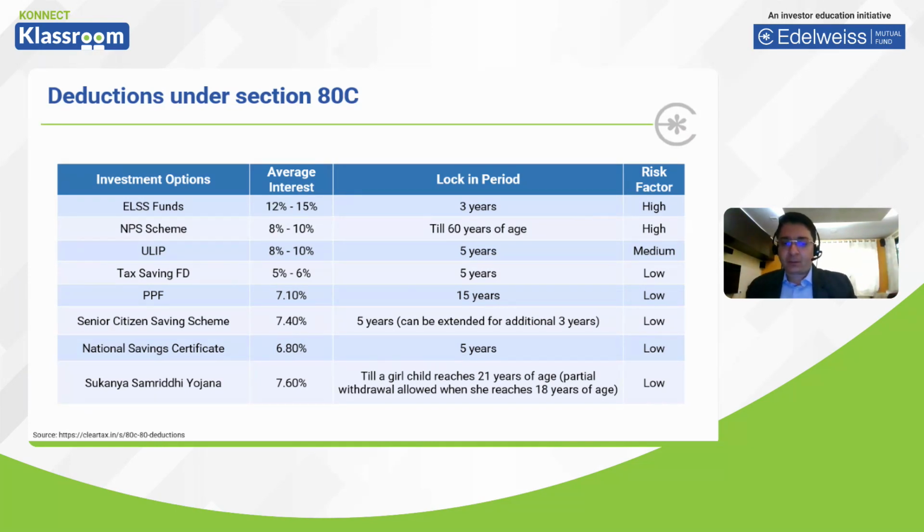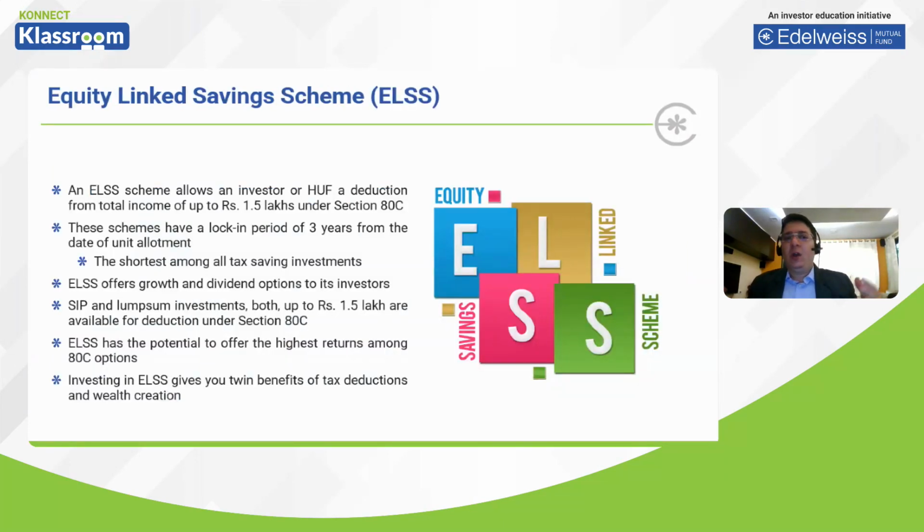80C umbrella. So that's one strategy which you could use for your ELSS investments in order to have curtailed volatility, and at the same time enjoy better returns from other products available. Okay. So as I was talking to you, it is the shortest amongst all tax saving investments. It's actually just a 3-year lock-in. And even though it is the shortest, it holds the potential to offer the highest returns amongst other 80C options. So it gives you predominantly two options.